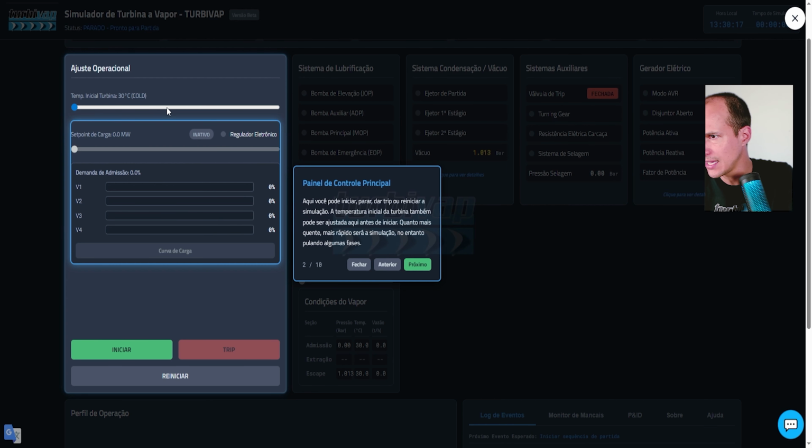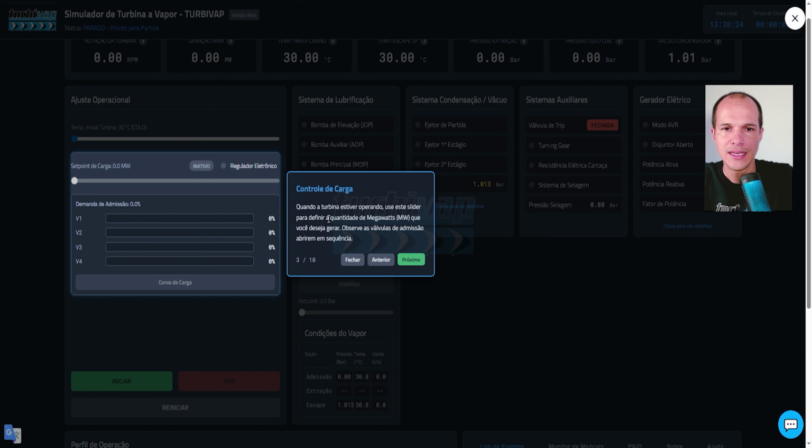Now we are going to start our simulator. The only input we need to provide is to adjust the temperature of the water in the system, the housing, the turbine intake block. That adjustment triggers the sequence of operations. When the turbine is operating, we can use our slider to define the amount of generation, the megawatts we want to generate. Then we will be able to observe the intake valves open in sequence, the charging tube outlet, and all other characteristic details.